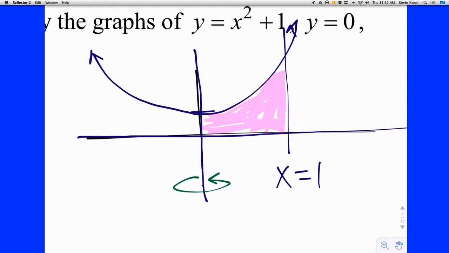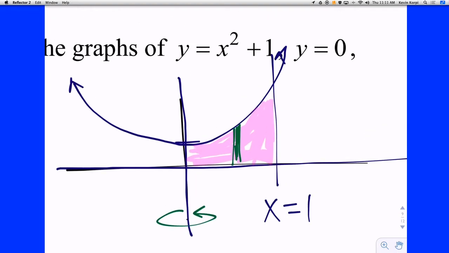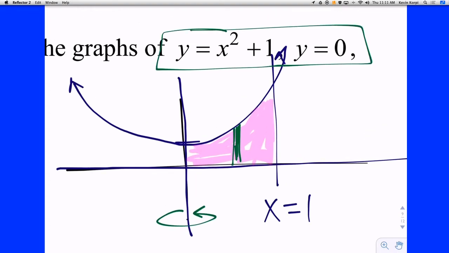How do you want to slice the region? I would prefer to slice it vertically. Yeah, indeed. For a couple of reasons. The first reason I'm going to at least look at a vertical slice is that my equations are already given to me solved for y in terms of x. But secondly, I can then use just a single setup for my height because it's going to be the parabola minus the x-axis all the way from left to right.